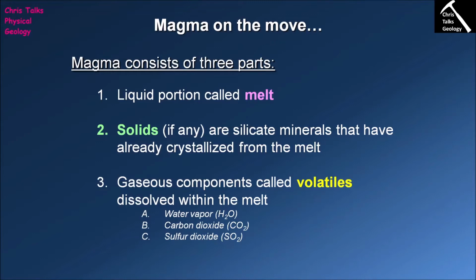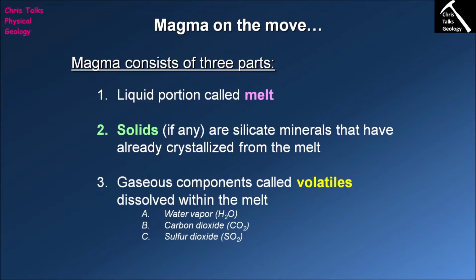So now we're going to move on to thinking about why magma actually wants to move through the crust, because this is actually quite an important question. Once you've generated the magma, why does it actually go to a new location? Why doesn't it just simply stay where it was generated?